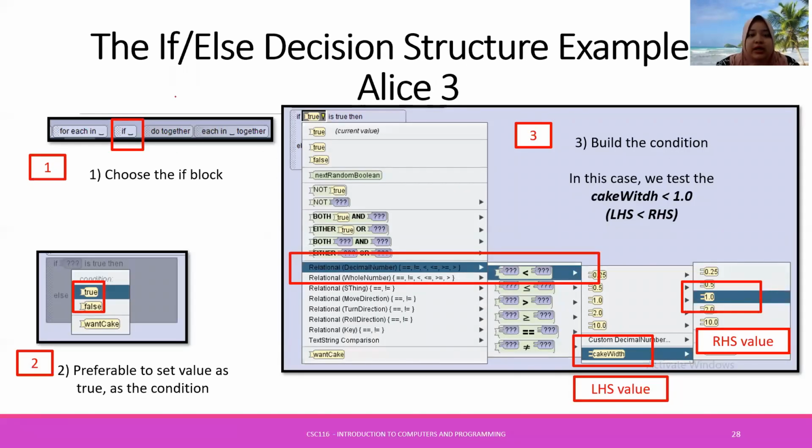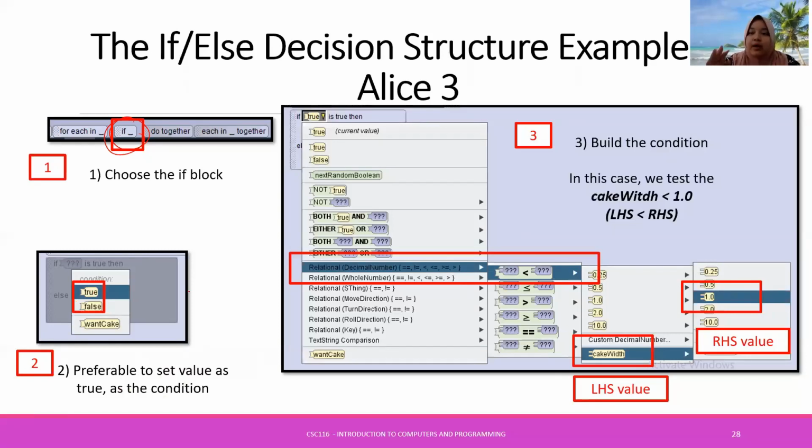Okay, so ini adalah cara macam mana kita nak buat selection decision making dalam Alice punya editor panel. So lagi sekali kita first choose the if block. Mana you nak jumpa if block ni, cari yang dekat bawah tu lah, panel dekat bawah ni kan kod kan. Panel bawah tu cari if, tarik. Bila awak tarik, dia akan keluarkan ni lah. Preferable to set value as true as the condition. Okay, pilihlah sama ada. Kalau saya akan letak true lah dahulu.